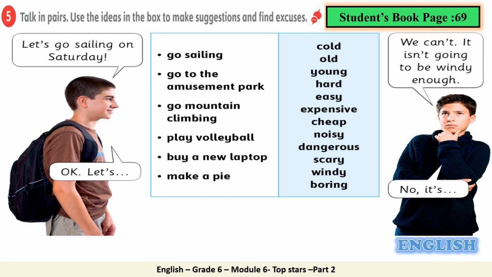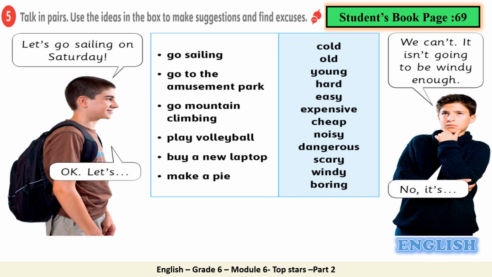Now, I want you to practice this at home with your brother, with your sister, any of your family members. Try to give suggestions and get the excuse, and do vice versa. Give excuses for suggestions. You have here in the box like go sailing, go to the amusement park, go mountain climbing, play volleyball, buy a new laptop, and make pie.